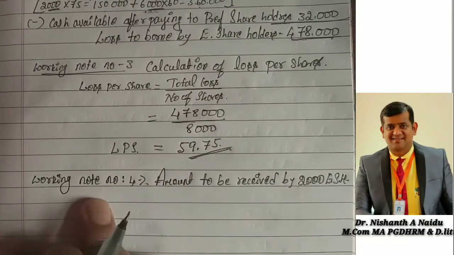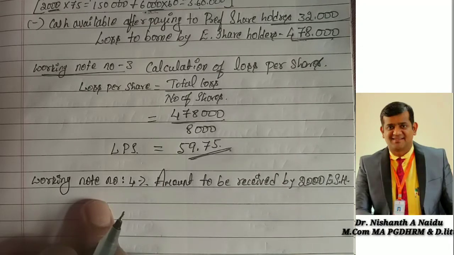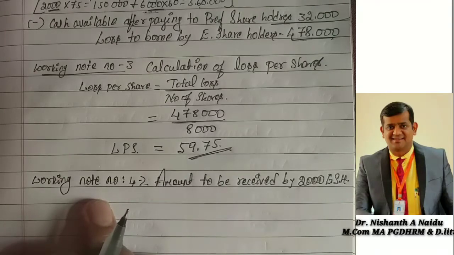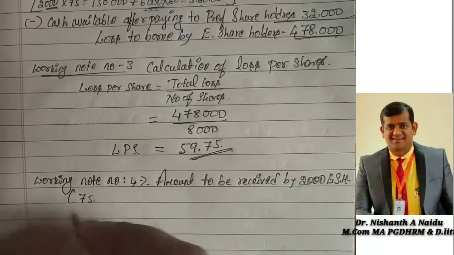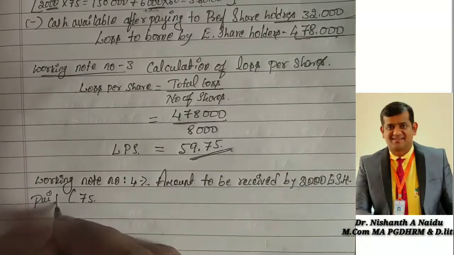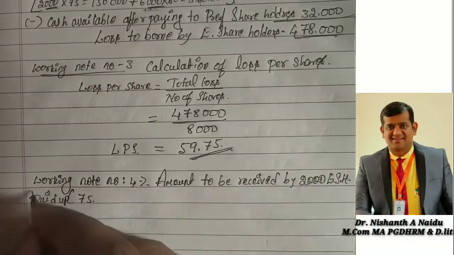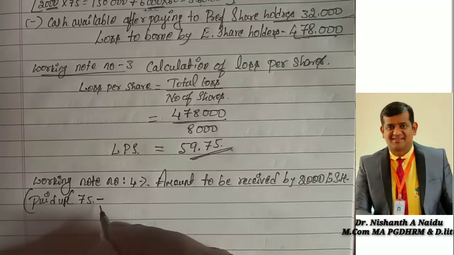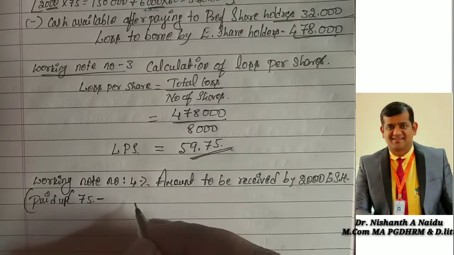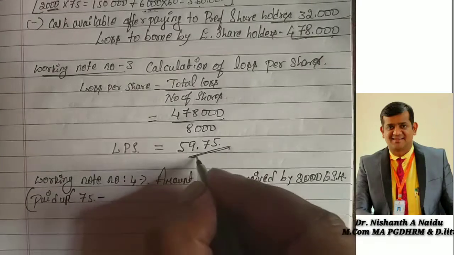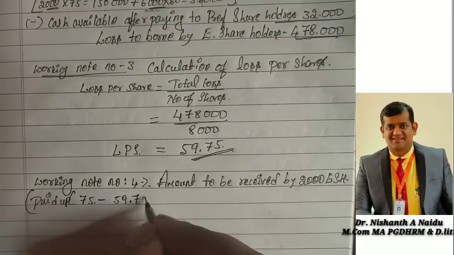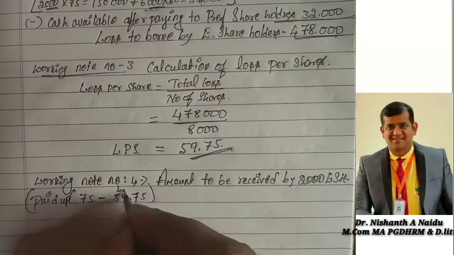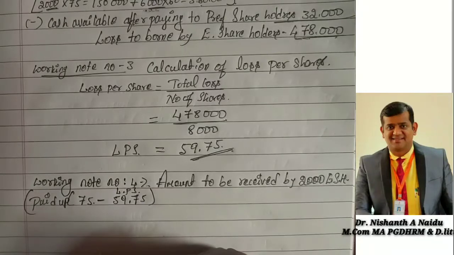Just check: 2,000 equity shares of rupees 100 each, 75 rupees paid up. So they have paid 75 rupees. I'll write here paid up 75 rupees minus loss per share, that is 59.75. I'll write loss per share, LPS, on the top.